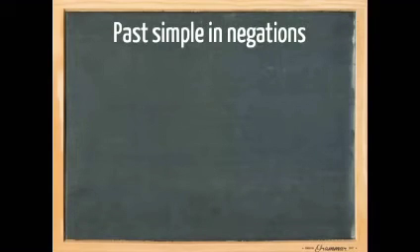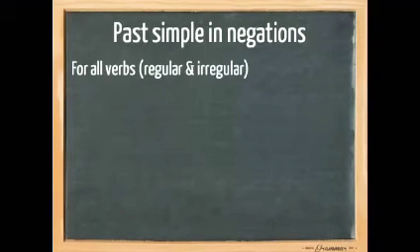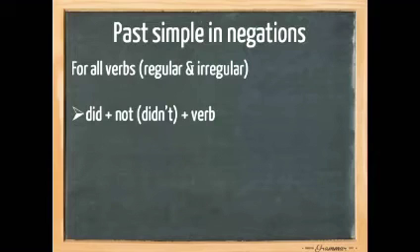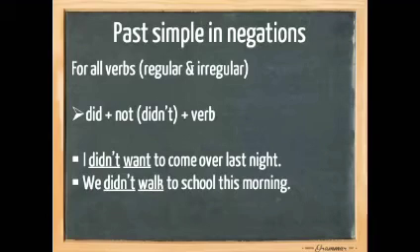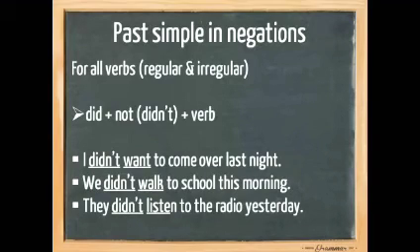For the past simple in negations, regular and irregular, we also use the past simple tense of the auxiliary verb to do, which is did, and we add not to it, contracting it into didn't, plus the infinitive form of the verb. I didn't want to come over last night. We didn't walk to school this morning. They didn't listen to the radio yesterday.